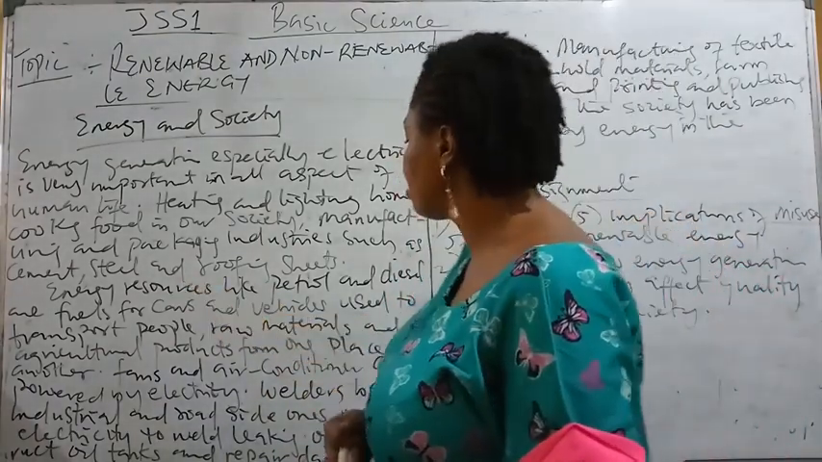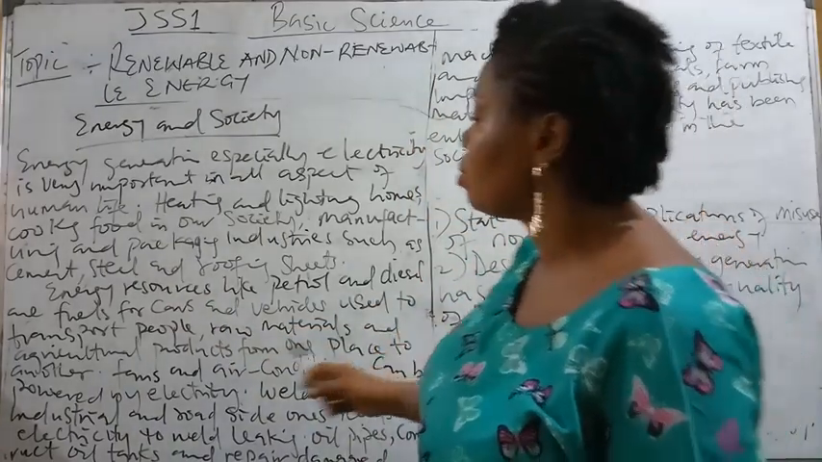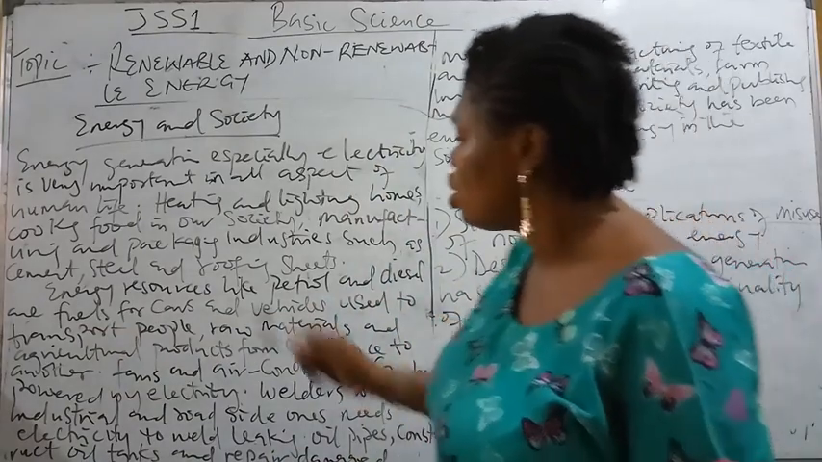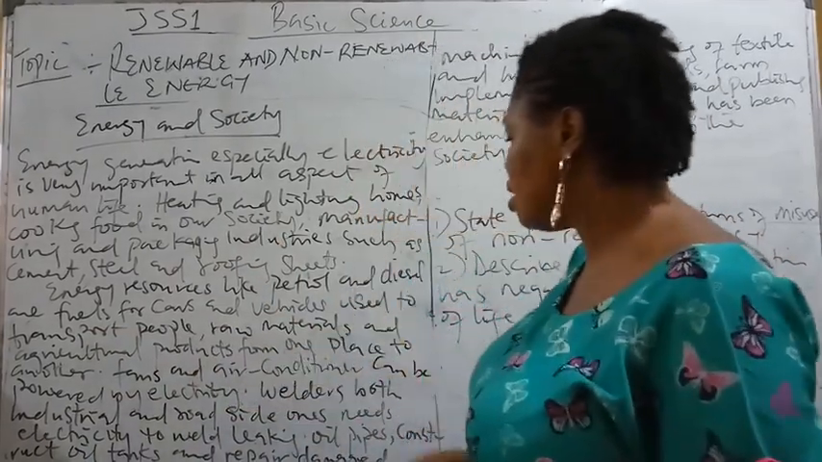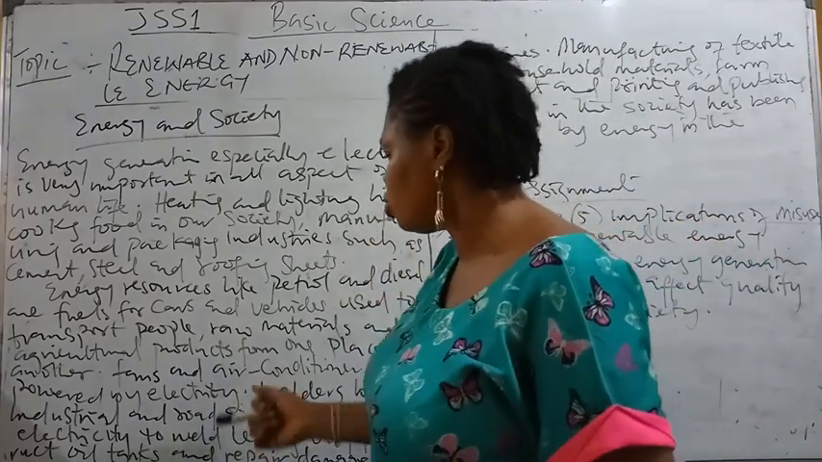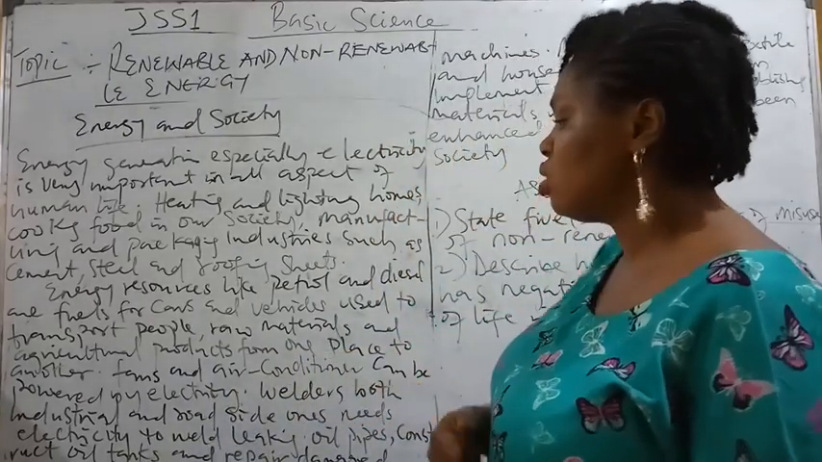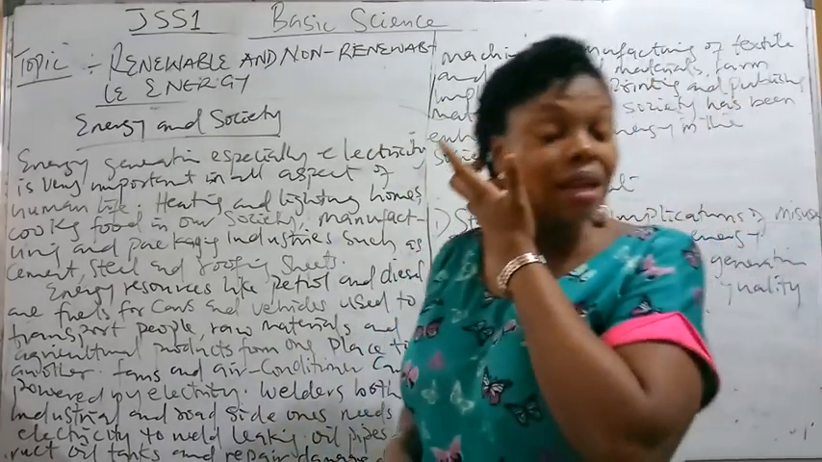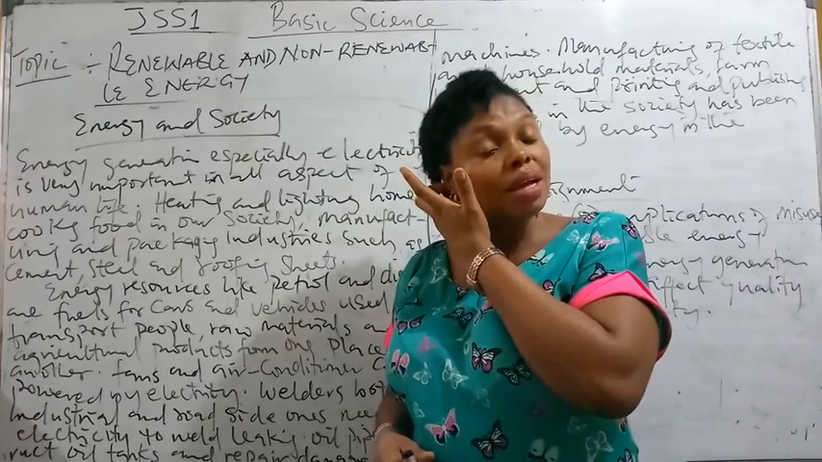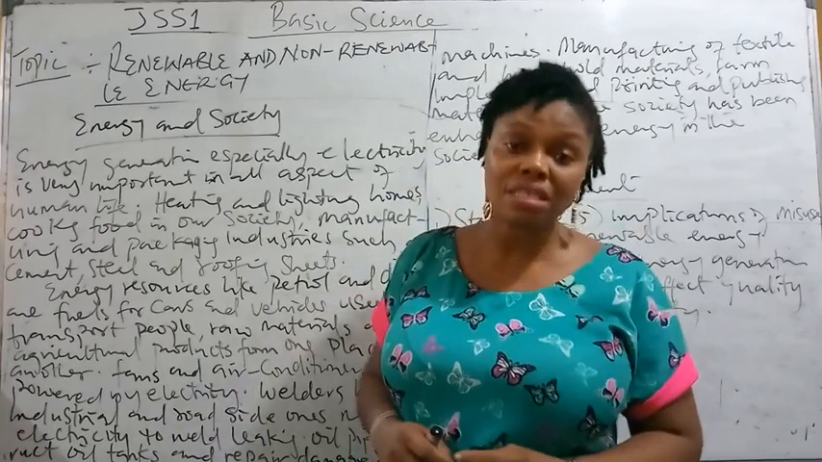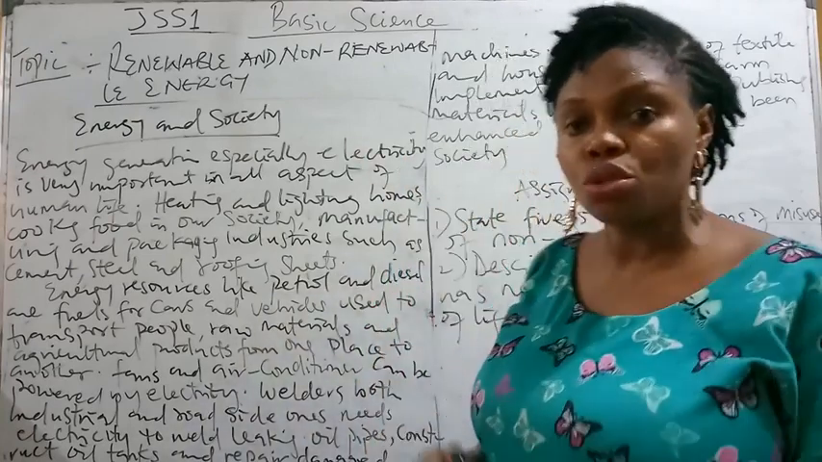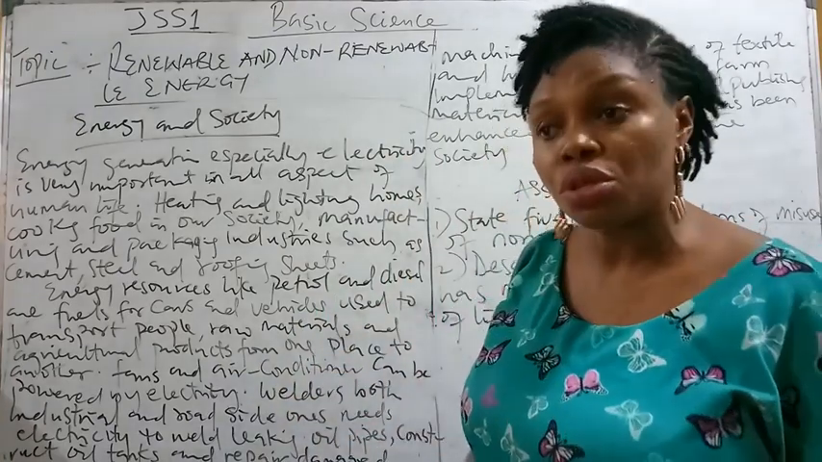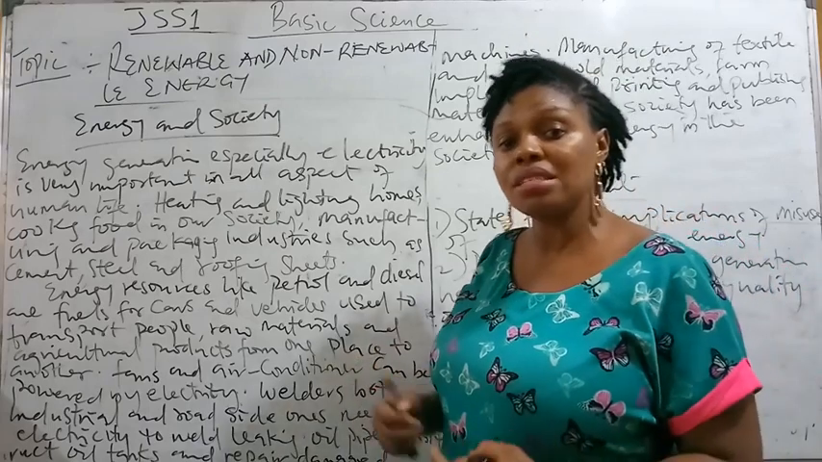Energy resources like petrol and diesel are fuel for cars and vehicles used to transport people, raw materials, and agricultural products from one place to another. We use fuel and diesel, just as I explained earlier, to transport ourselves from our various homes to school. The same thing applies to our agricultural products, our commodities, goods and services.